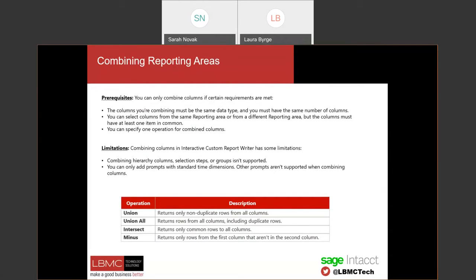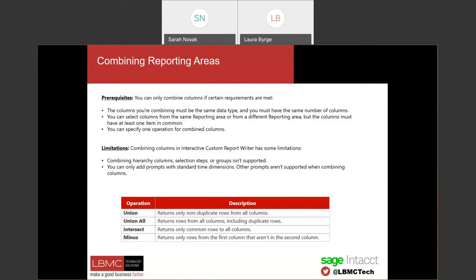One thing to note is that if you specify one operation for combined columns, you can only have that one operation in one set of columns. You can't apply different operations to different columns in the report. So the columns you're combining must be the same data type, and you must have the same number of columns for each module or reporting area that you're pulling in. If you have information in one module that's text and another that's numbers, you cannot pull that information in one column. They'll have to be two separate columns.